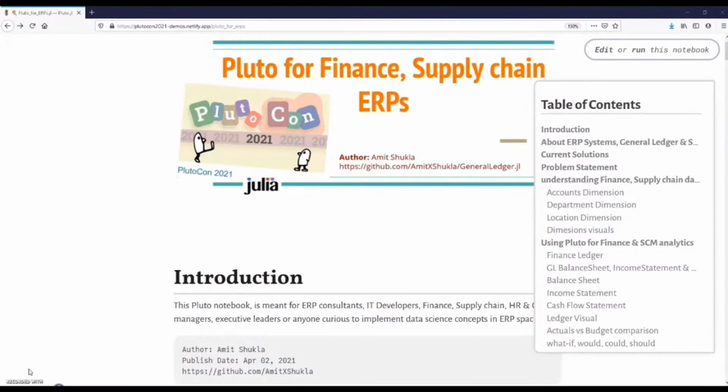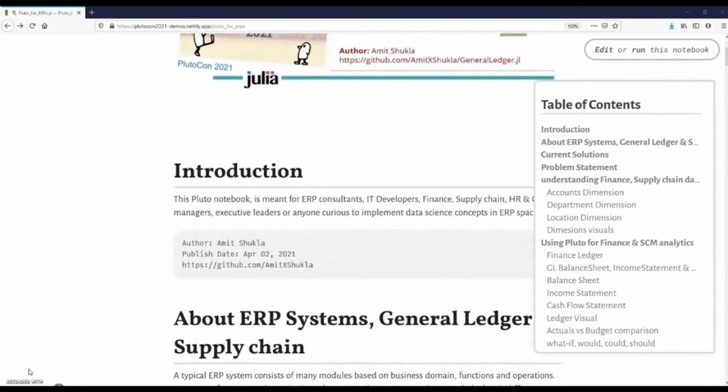Now, this presentation is actually meant for ERP consultants, IT developers, finance, supply chain, and HR managers, or anyone curious to implement data science concepts in the ERP space.